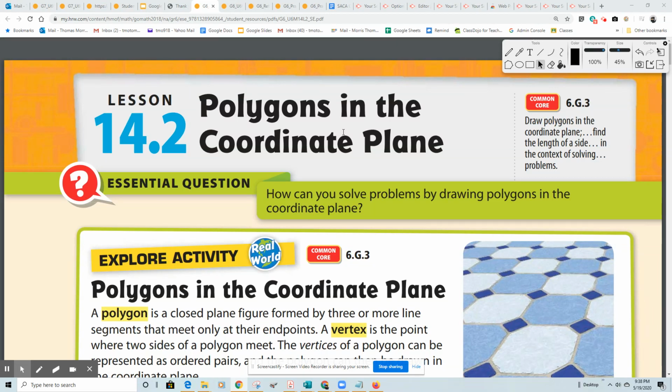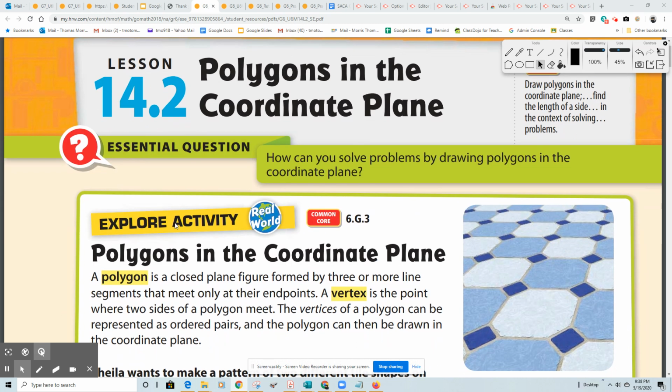Today's lesson, 14.2, polygons in the coordinate plane. Our essential question: how can you solve problems by drawing polygons in the coordinate plane? So today's lesson is going to combine a couple of things we've been working on. The distance formula from the last couple of days, finding lengths of sides, and then we are going to be plotting points and making polygons, which we looked at last week, and then finding area.